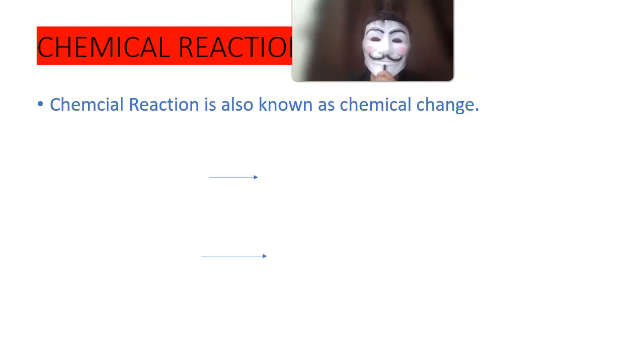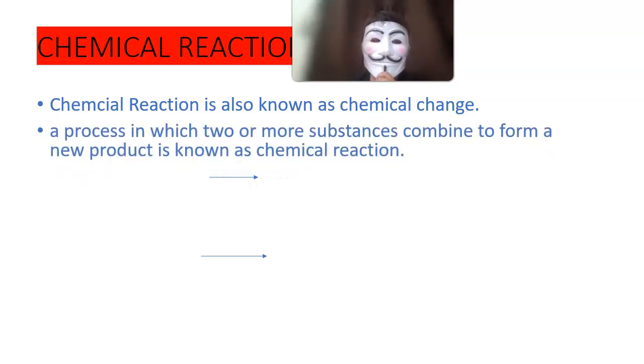Now just see this. This is the definition of chemical reaction: a process in which two or more substances combine to form a new product is known as a chemical reaction. It is that easy. A person can memorize it really easily. So let me explain it.